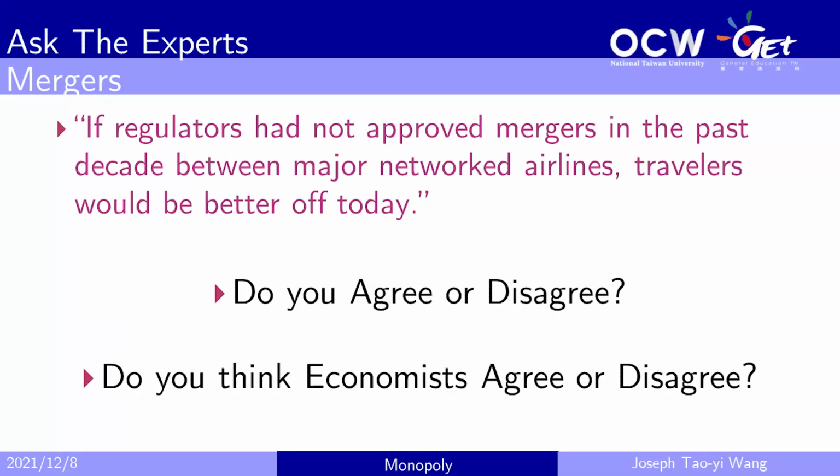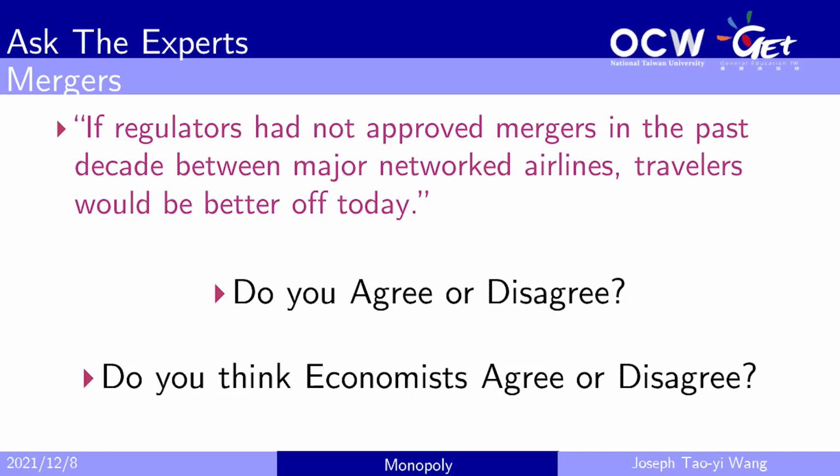All right, so next survey question. If a regulator had not approved mergers in the past decade between major network airlines, travelers will be better off today. It used to be that there were more than a handful of airlines in the US, but during the past decade, there was this trend of mergers. I think Northwest merged with Delta, and then Continental merged with United. These mergers were allowed by the antitrust agencies. The question is, if they did not allow these mergers, then travelers will be better off.